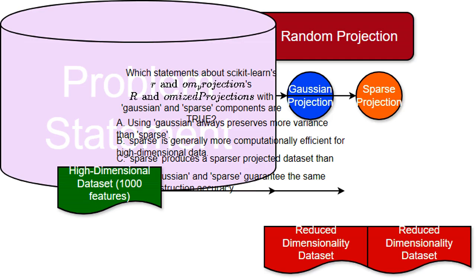This section introduces the core problem: reducing the dimensionality of a high-dimensional dataset, 1000 features, using scikit-learn's random projection. We'll explore different projection techniques, Gaussian and sparse, and their effects on data sparsity. It sets the stage for the multiple-choice question that follows. This is like deciding the best way to compress a large image while retaining its essential features.